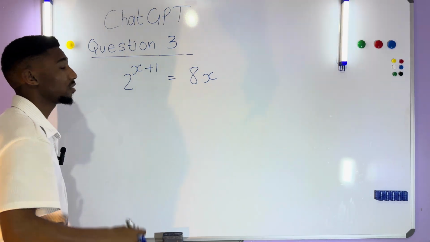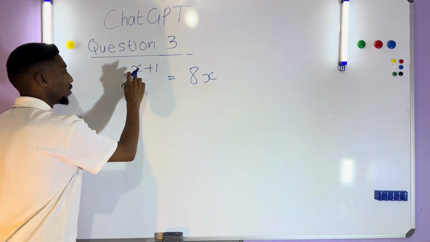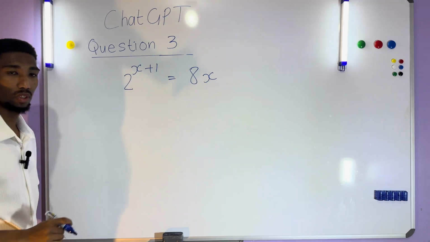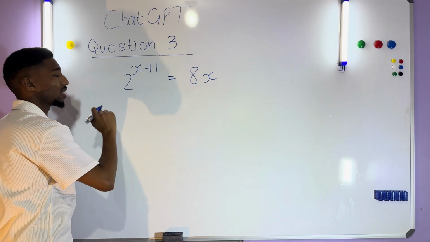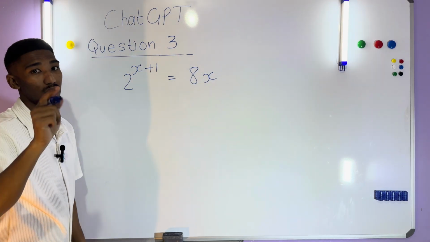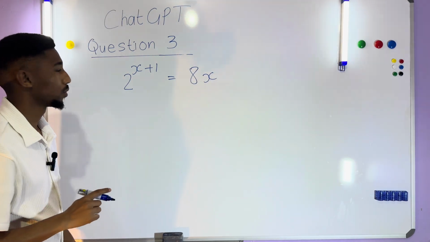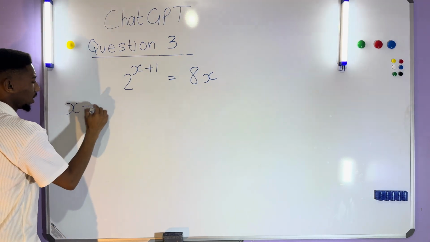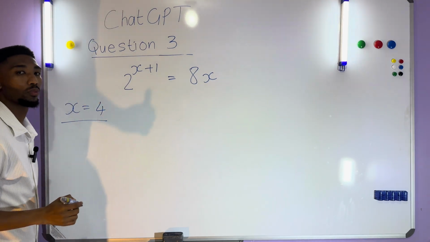They are not equal. If I substitute 4, however, 4 plus 1 is 5, right? And 2 to the power of 5 is 32. And 8 times 4 is 32 as well. So we know that x is equal to 4.